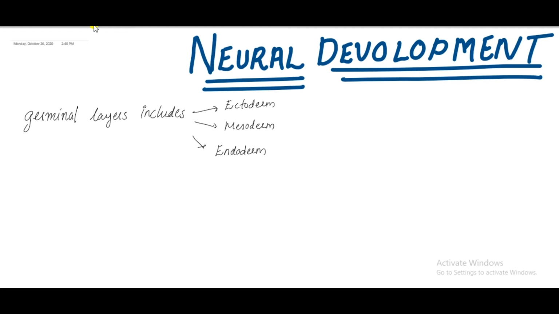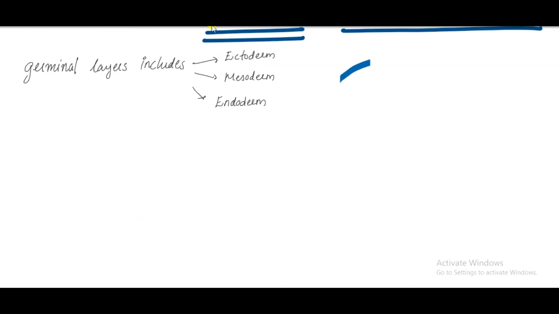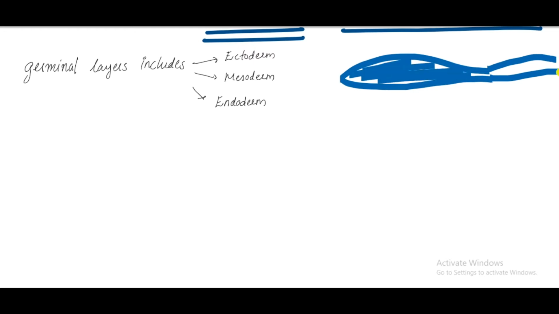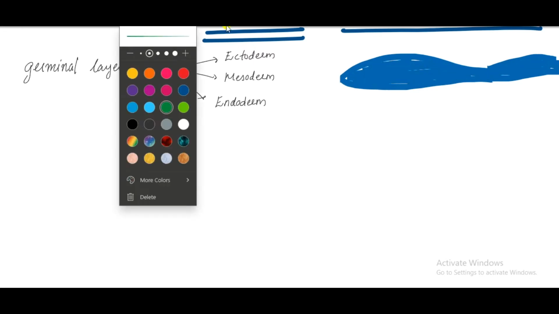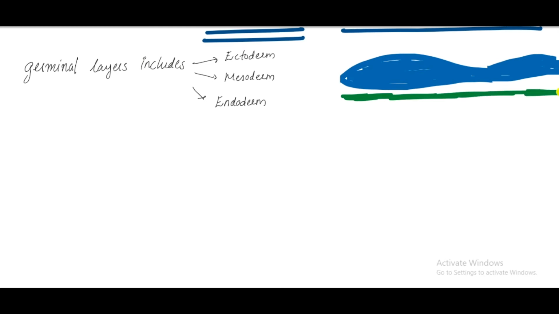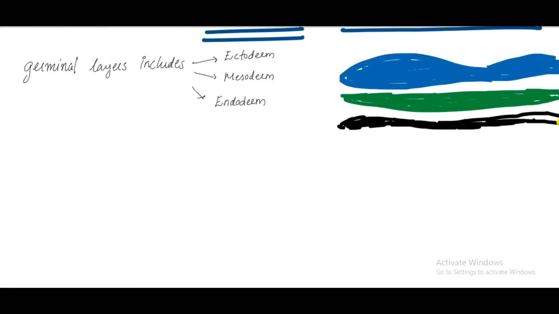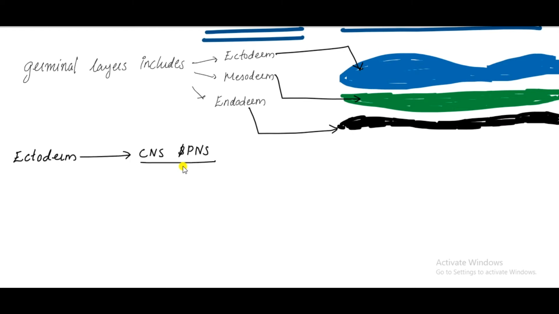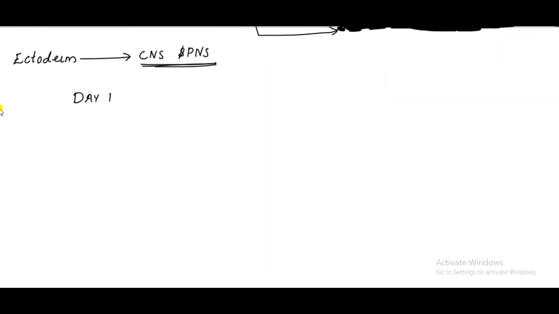On day 14, the trilaminar embryo is formed, and it includes the ectoderm, the mesoderm, and the endoderm. Ectoderm is located in the upper portion, and in the middle you can see the mesoderm, and the endoderm is located beneath the mesoderm. Ectoderm gives rise to the central nervous system, the peripheral nervous system, and also the skin.